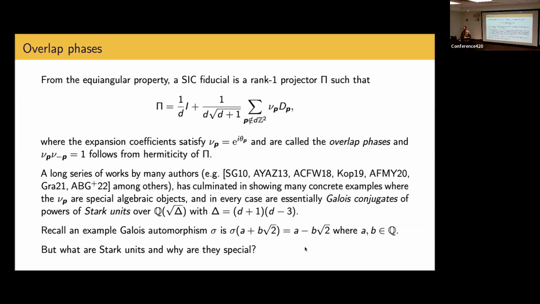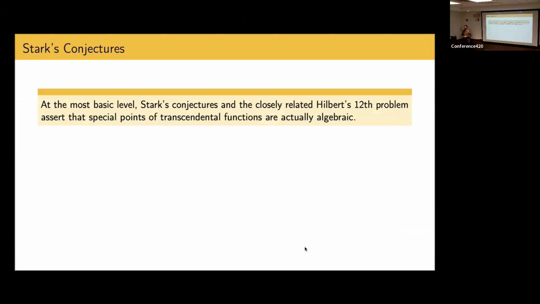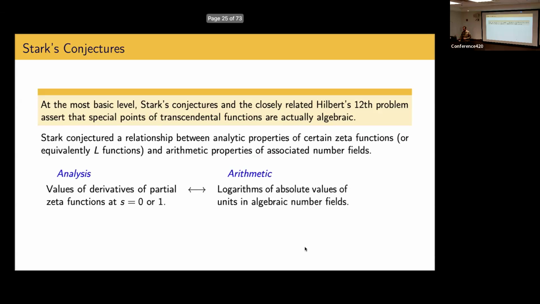But what are Stark units and why are they special? I'll say a little bit about what the Stark conjectures are, just to give you some flavor of the types of questions that they illuminate in mathematics. At the most basic level, the Stark conjectures, which are closely related to an open Hilbert problem, Hilbert's 12th problem, assert that certain special points of transcendental functions are actually algebraic, meaning polynomial. Algebraic basically means polynomial. So you're all familiar with this too, even though you may not know it from the way I'm describing the language here.